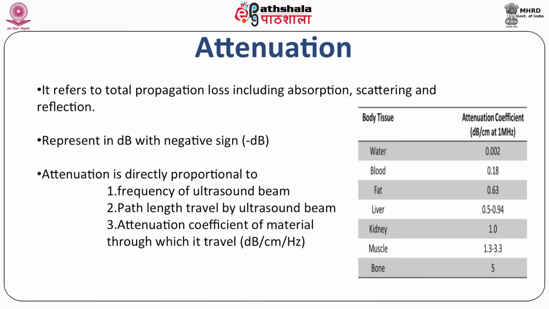And therefore attenuation refers to the total propagational loss of the sound beam, including absorption, scattering, reflection and refraction. This loss of intensity is represented in decibels, and it is a negative value. The attenuation coefficient is usually expressed in decibels per megahertz per centimeter, wherein f is the frequency, x is the path length, and this is called the attenuation coefficient of the material.